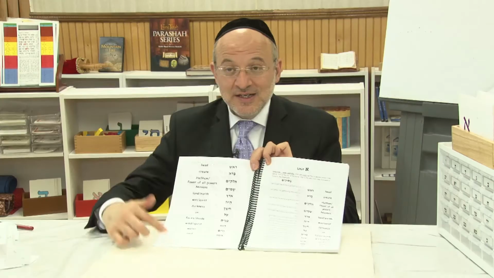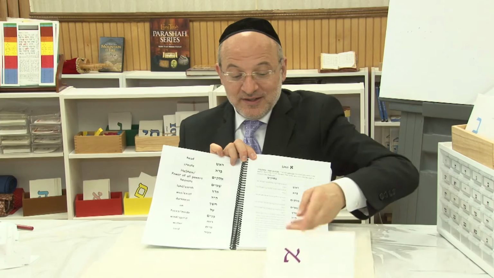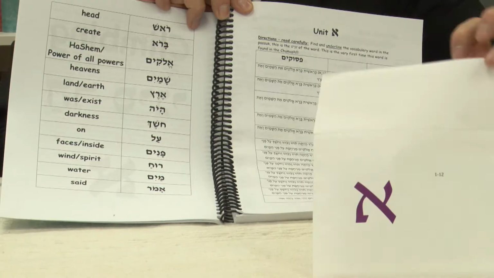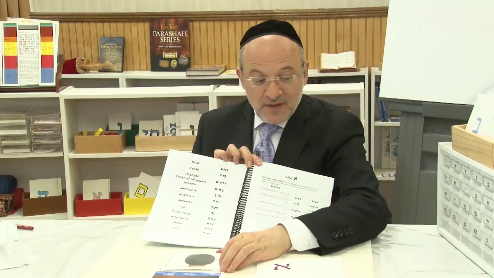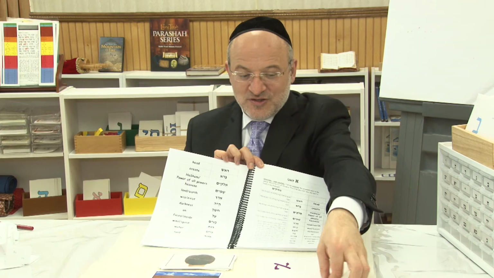This corresponds precisely to the control pack. Do you remember? Unit Aleph has the control pack, you'll find 12 words in here. This is not in the correct order, but here's Reish, and there's Reish and all the others. And it also corresponds to Unit Aleph in the vocabulary domino, etc. Reish, head.